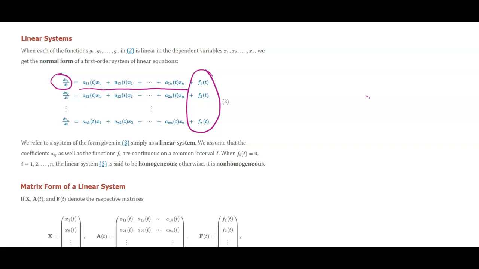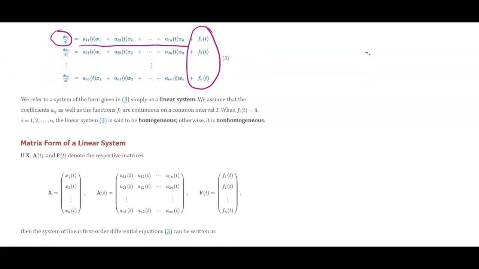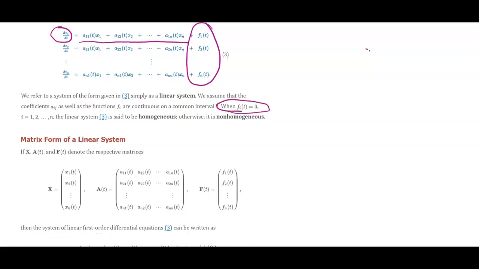So when all of these functions here in the back are equal to 0, then you're going to have a homogeneous solution. If they are not 0, then you have a non-homogeneous solution, and we'll look at an example of that today.